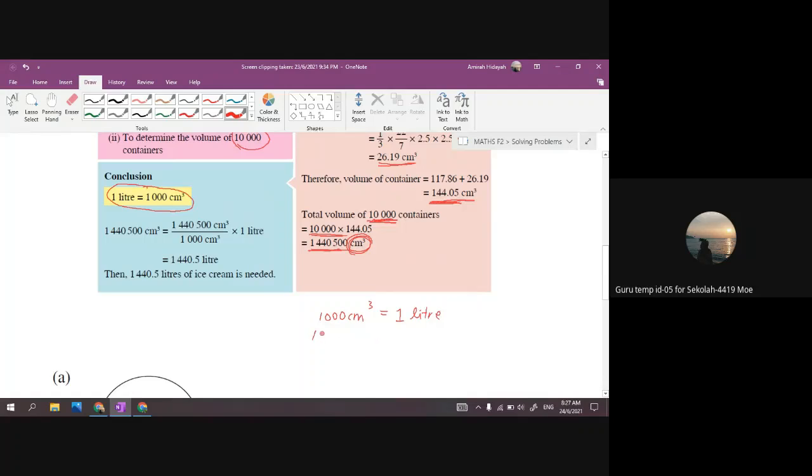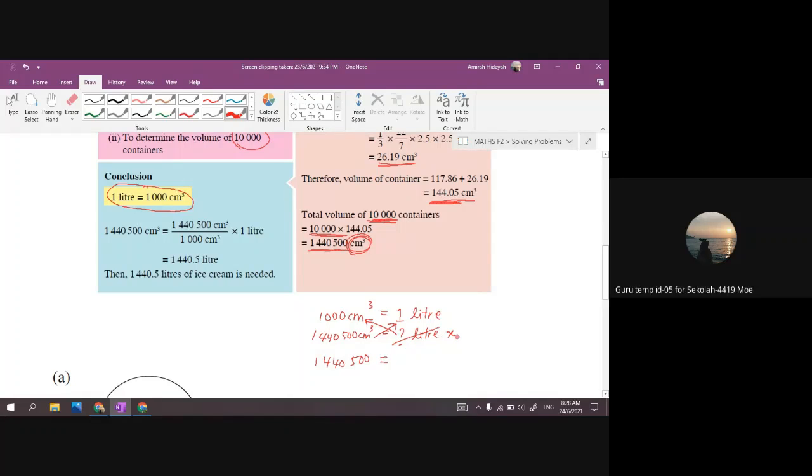So kalau 1,440,500 centimeter cubic equal to how many liters? This is the unknown value for liter, so we can replace it with X since we want to find this unknown value. This X represents the unknown value for liter. Untuk cari X, you can just cross multiply. 1,440,500 times 1, you will get, yang sama lah kan.